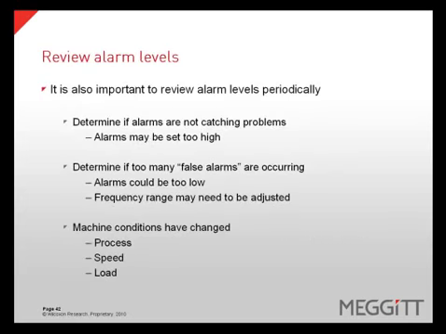It is important to review alarms periodically to ensure they are effective. When reviewing alarms, we want to determine if the alarms are set too high and are not catching problems as they occur. We also want to determine if alarms are set too low, causing nuisance alarms that do not really require maintenance action. And lastly, we want to ensure that if machine conditions have changed, such as a change in process, speed changes, or load changes, that our alarm limits are still valid.